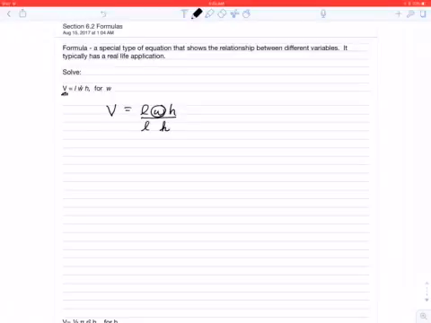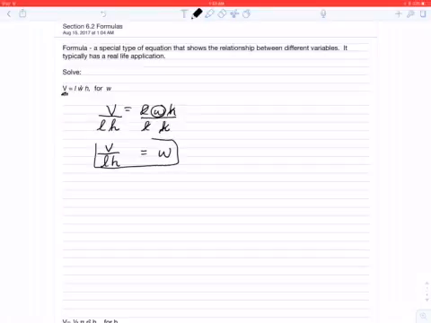Now, whatever I do to one side of an equation or a formula, I have to do to the other side. So you see that the L's cancel, the H's cancel. So I've isolated the W. And I get W is equal to V over LH.